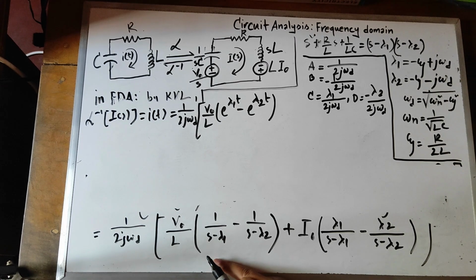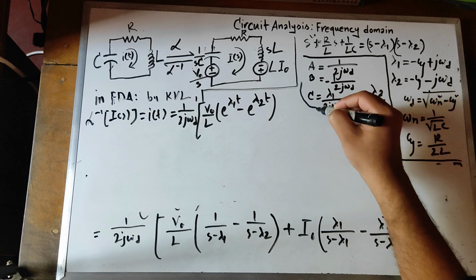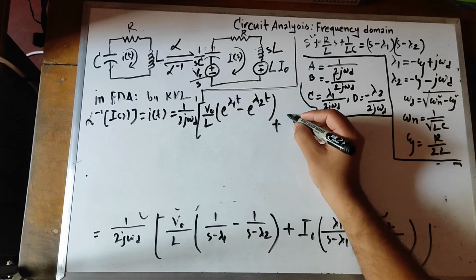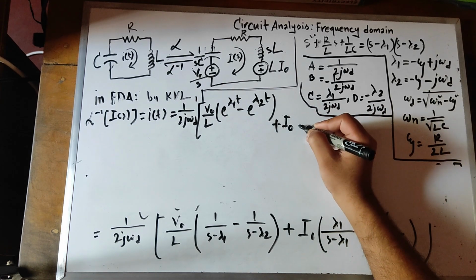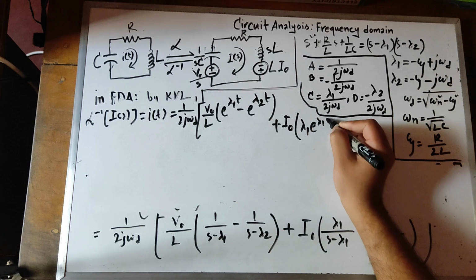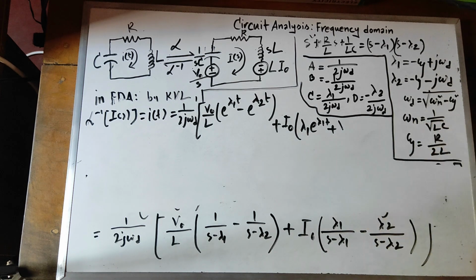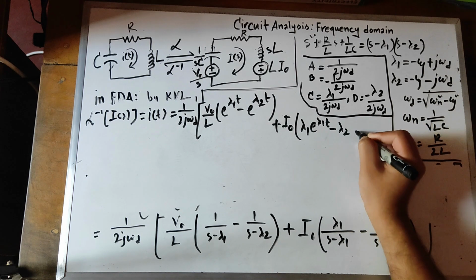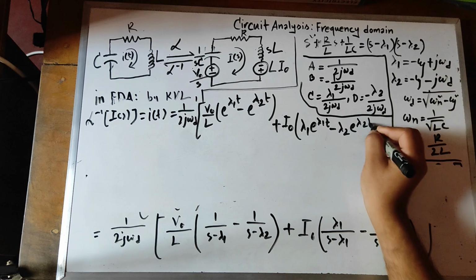So this is the basic formula for the inverse Laplace transform. Here, plus i0, the initial current through the inductor, which is lambda 1 exponential lambda 1 t, sorry, minus, this is t, so minus lambda 2 exponential lambda 2 t.